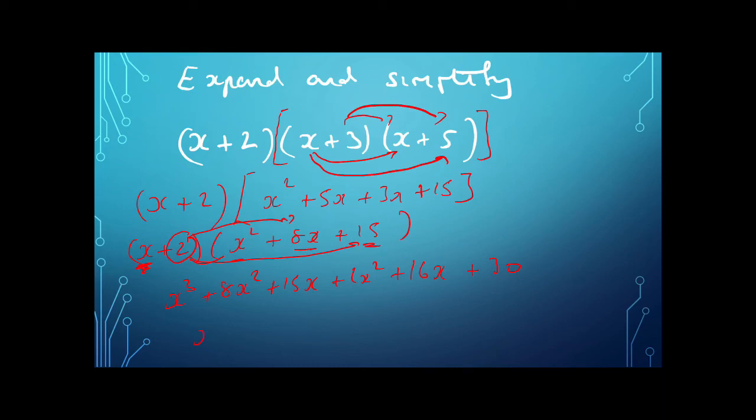Okay, we need to add the like terms together. We have an 8x squared and a 2x squared, which gives us 10x squared. We have a 15x and a 16x, which gives us a 31x, and the 30 is by itself at the end. So this is a cubic because the highest power is x cubed.